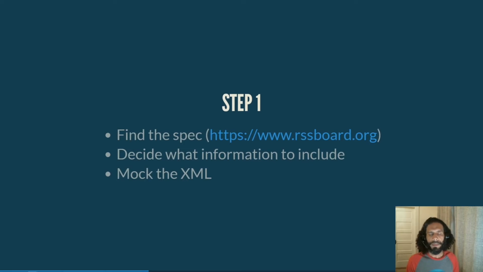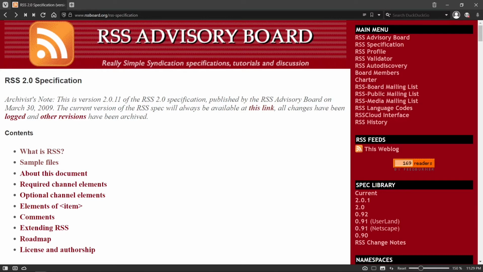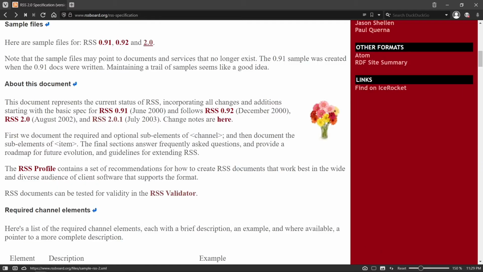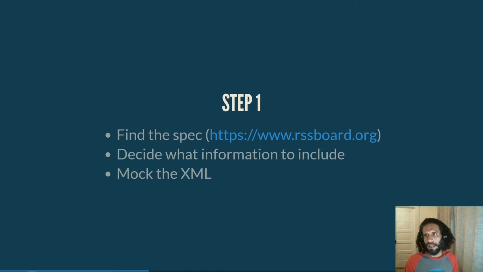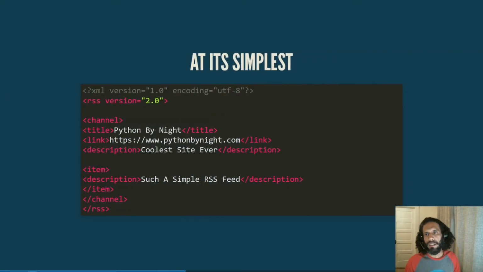It took a couple of steps. The first was to find that specification. Now I knew I had to build an XML, but what does that XML look like? The rssboard.org site has all that information and more: the required channel elements, optional elements, and most importantly, a sample file to give you an idea of what you're building. At its simplest, you could build an XML file that looks like this.